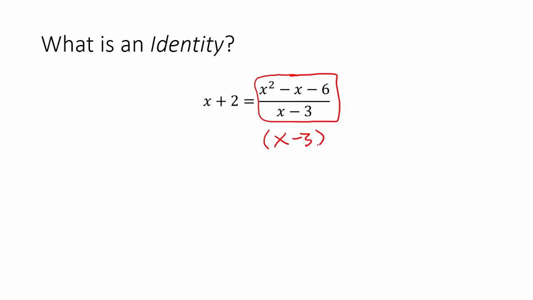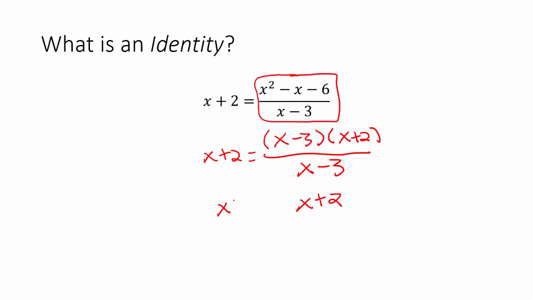We could factor this expression. Then this factor of x minus 3 cancels, and look at that, we wind up with x plus 2. If I fill down both sides here, that's what my proof would look like for proving that this statement is an identity.